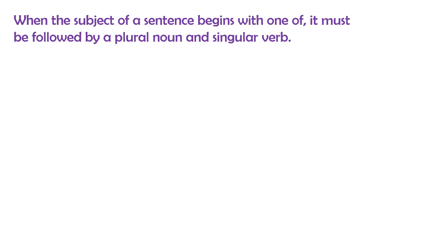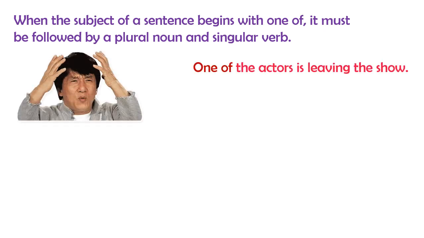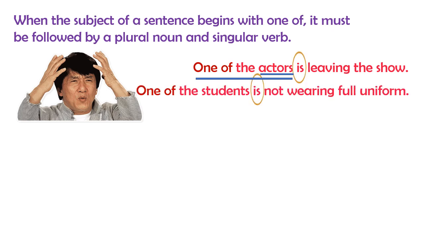When I say "one of my students didn't do homework," then I mean that only one student didn't do homework. Singular. So it takes a singular verb. Look at this example. One of the actors is leaving the show. Even though the noun actors is plural, the phrase "one of the actors" means only one actor. So it takes the singular verb "is." One of the students is not wearing full uniform.